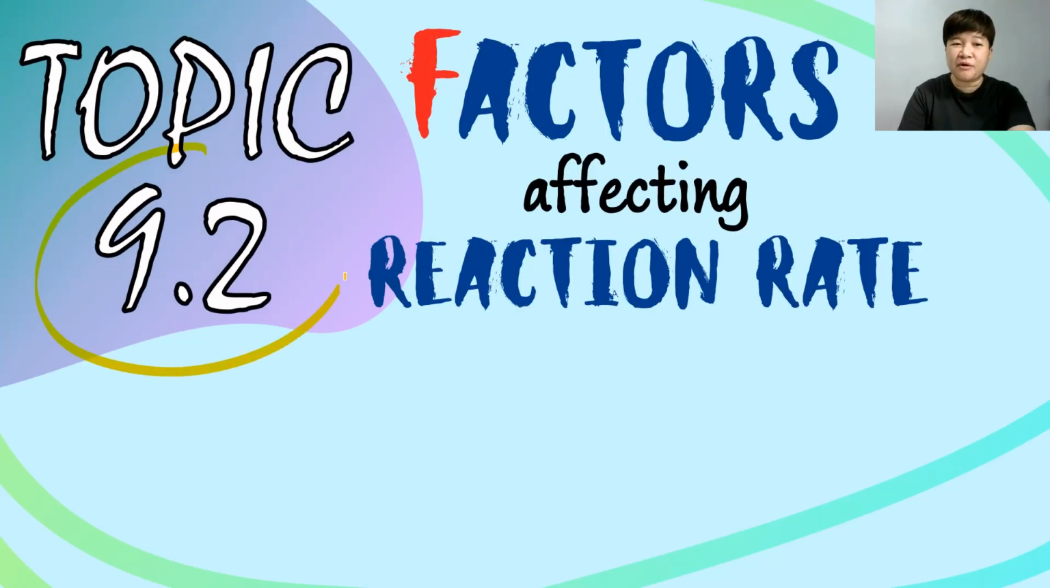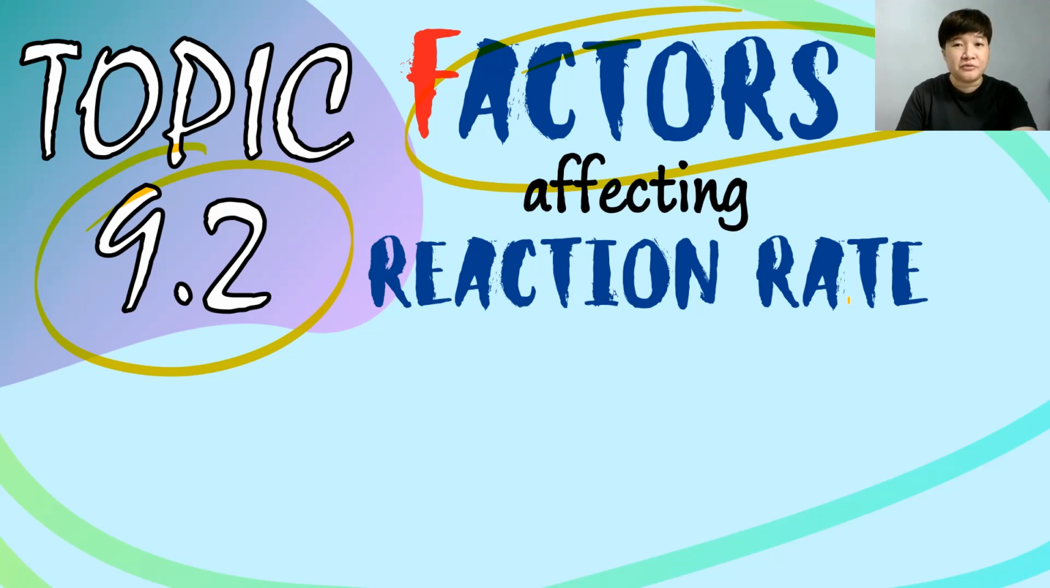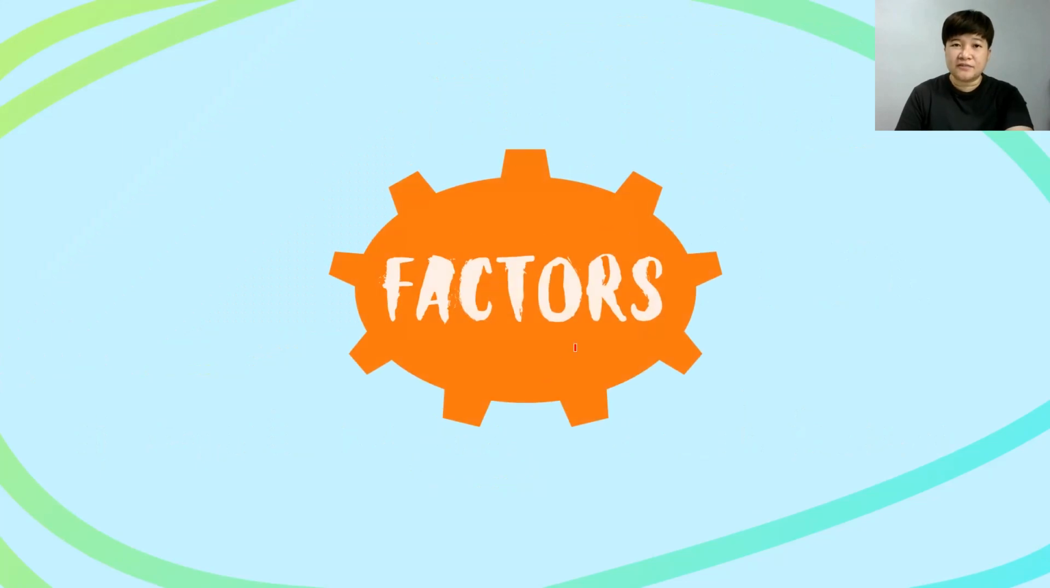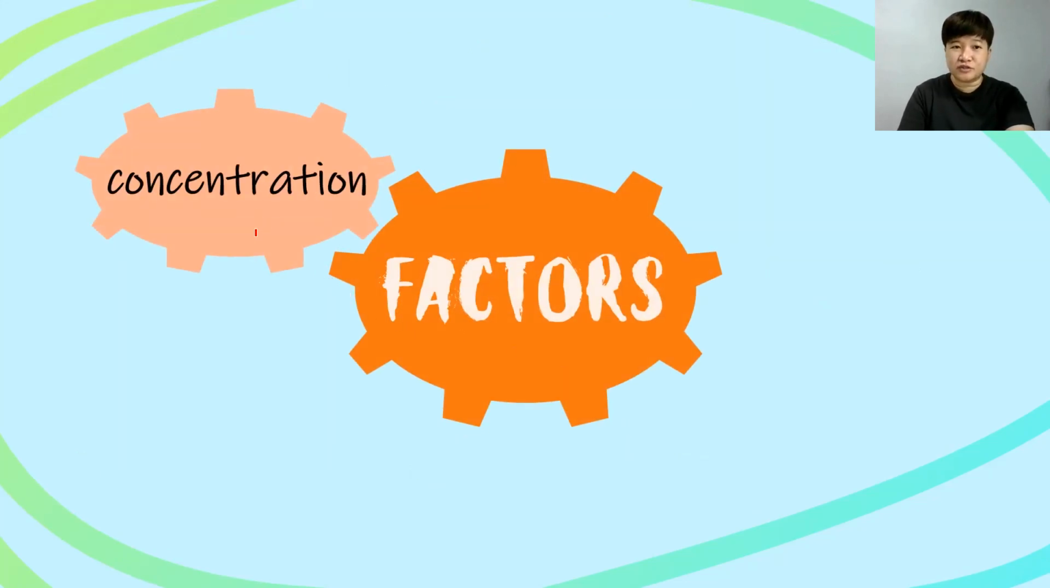For today's video, we'll talk about topic 9.2 where we will discuss factors affecting the reaction rate. We'll look at the factors that can increase the reaction rate and also decrease the reaction rate. Along the way, we will explain the effect of each factor, and we have 5 factors to discuss in this video. So the factor affecting the rate of reaction, the first one can be concentration.